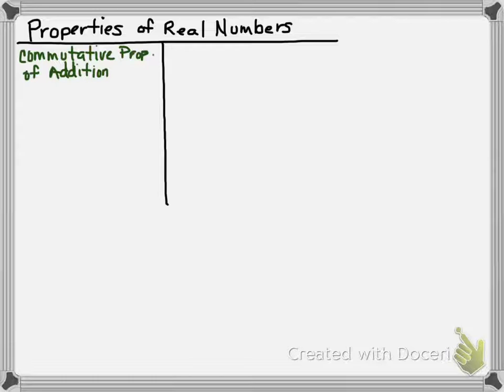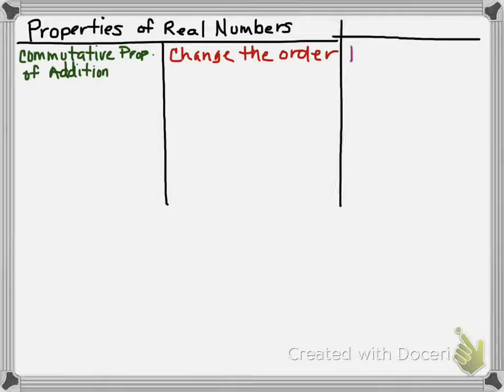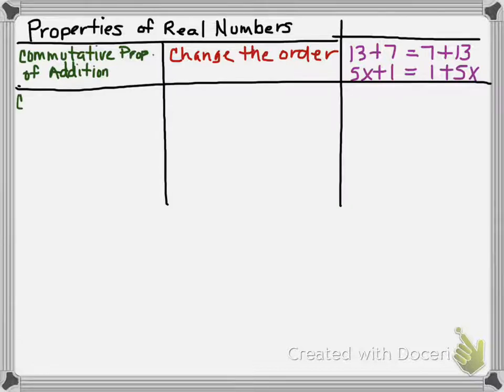Now, what does that mean? It means that you are allowed to change the order. And here's a very simple example. If 13 plus 7, is it the same thing as having 7 plus 13? It is. Now, what allows you to switch the order? The commutative property of addition. Another little sample. 5x plus 1 is the same thing as having 1 plus 5x. Once again, this is possible because of the commutative property of addition.